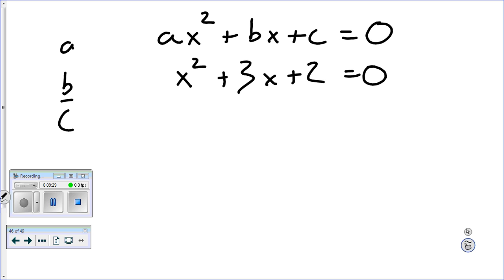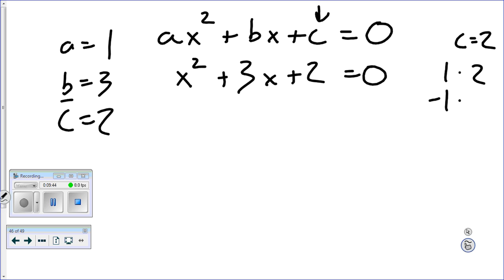I'm sorry. A is equal to 1, B is equal to 3, C is equal to... I should have just stuck with the example. I'm sorry, guys. But again, we want to find the factors of C. What are my factors of C? My factors of C are 1 times 2 and -1 times -2. What I want now is the factors of 2 that are going to add up to 3, and this time it works, okay?